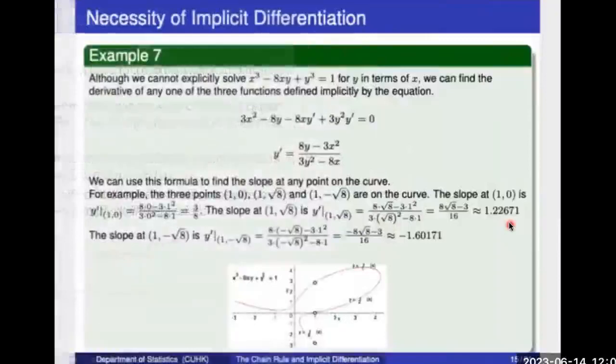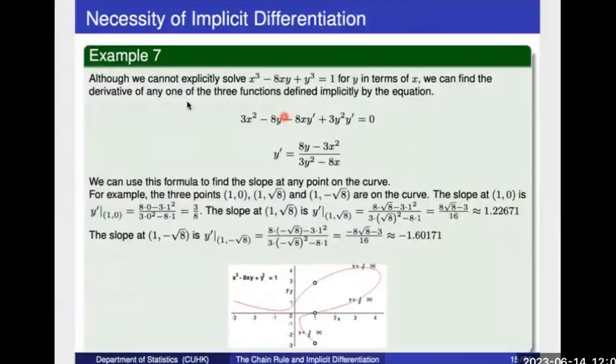Let's take a look at this example. Although we cannot explicitly solve x cubed minus 8xy plus y cubed equals 1 for y in terms of x, we can find the derivative of any one of the 3 functions defined implicitly by the equation shown on screen. We can use this formula to find the slope at any point on the curve. For example, we have found the slope at these 3 points.